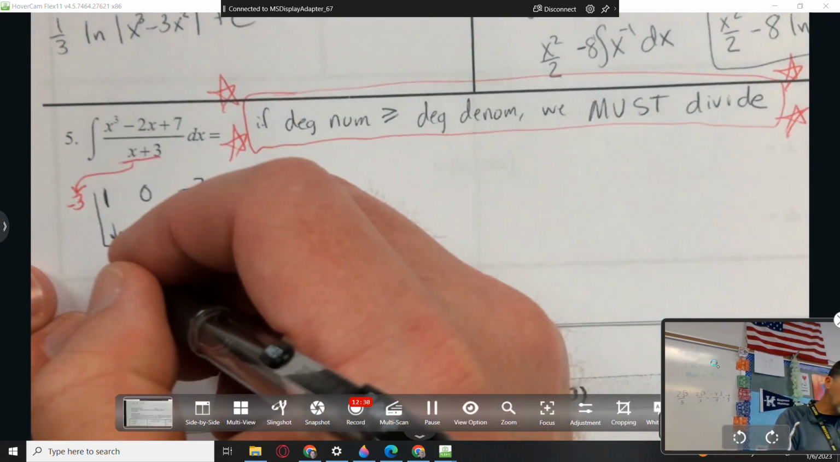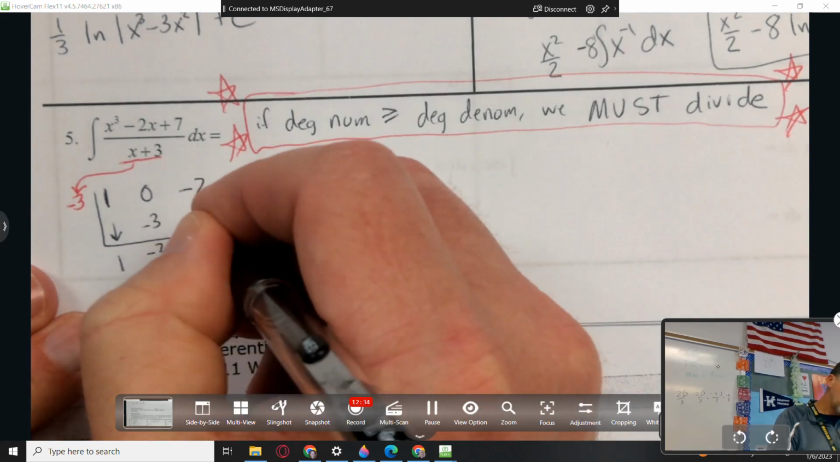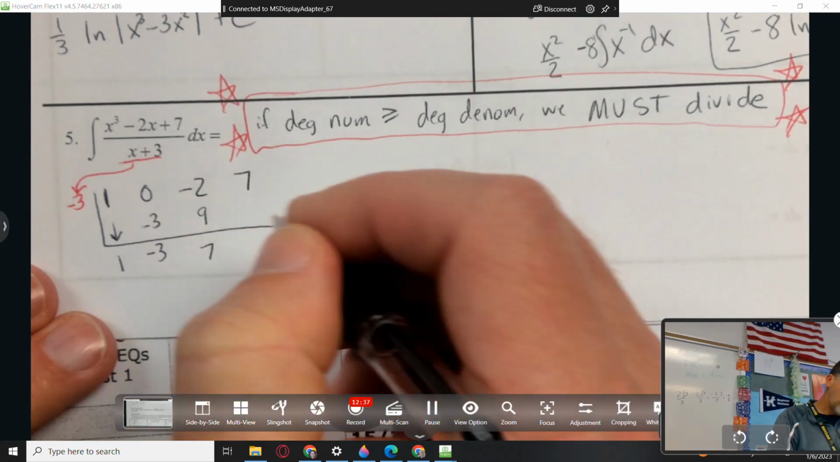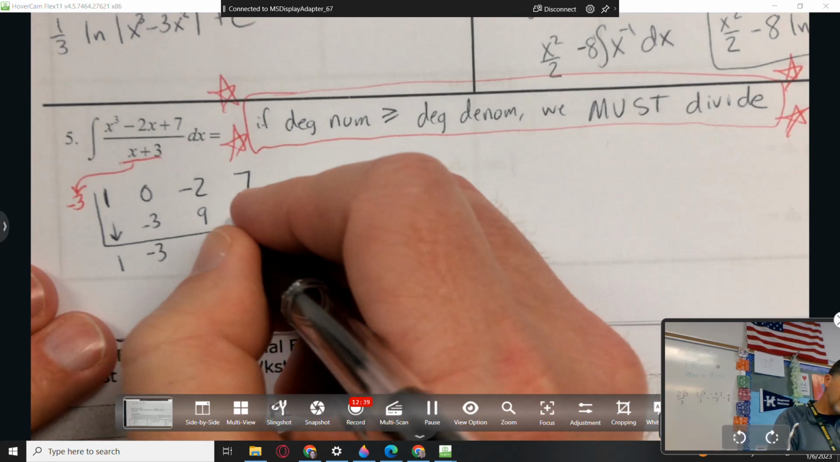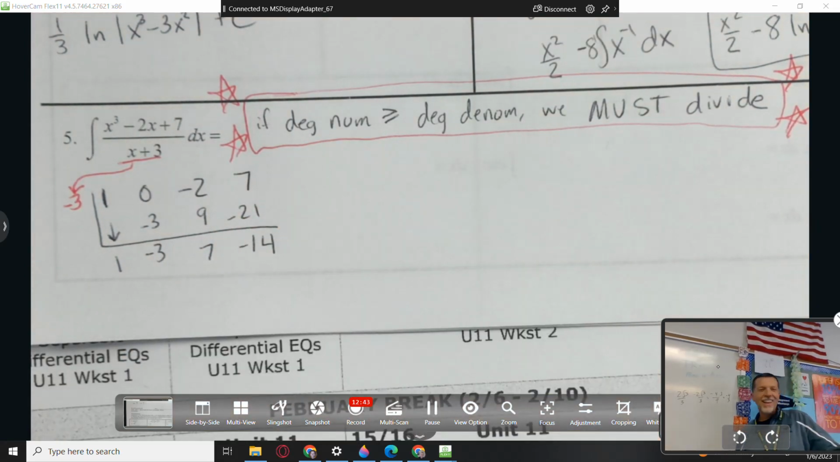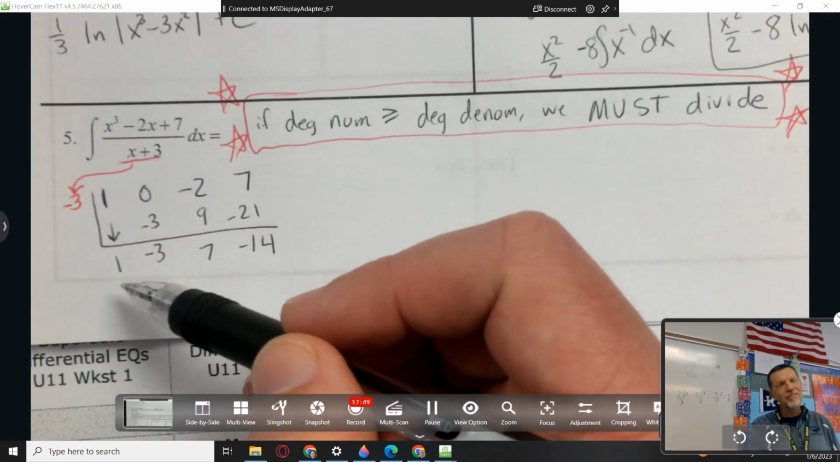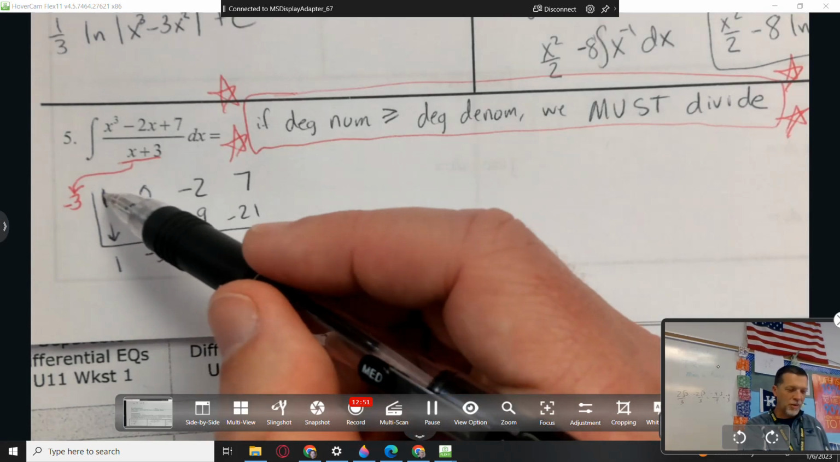Bring down the 1, multiply, add, multiply, add, multiply, add. Can you explain, please? All right, been too long since you synthetic divided? Yeah. Okay. Start by bringing down the 1. Every time. Whatever that first number is, copy it down.